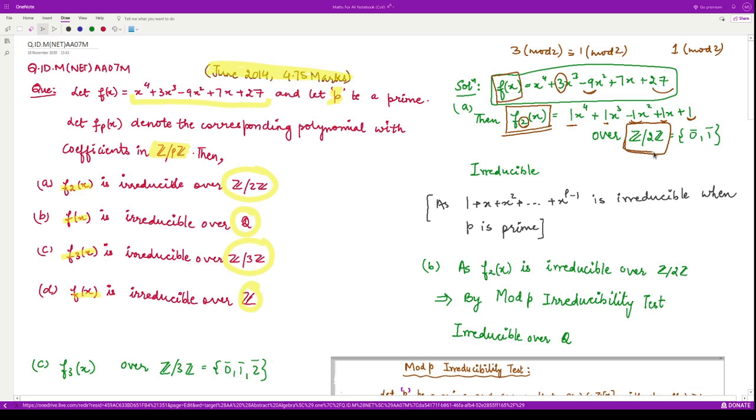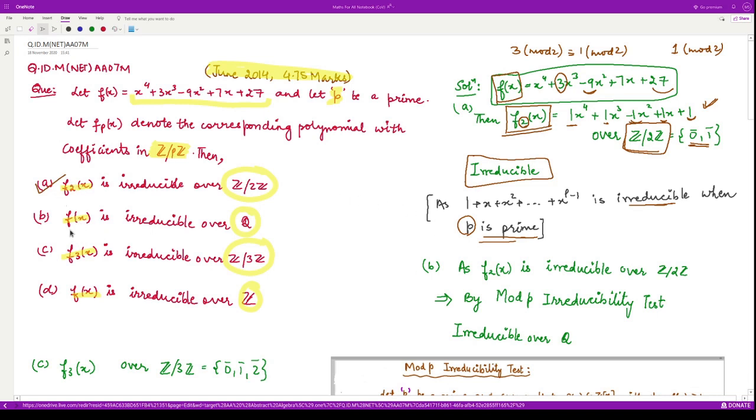The only elements in the integers modulo 2 are the 0 class and the 1 class. Now looking at this polynomial, x to the power 4 plus x cube minus x square plus x plus 1, this is an irreducible polynomial, because a polynomial of this form is irreducible when the given p is prime. Notice that we have all the powers up to 4, so the next power would be x to the power 5. So p here is 5, which is prime. So this is an irreducible polynomial. Therefore option A is the correct option.